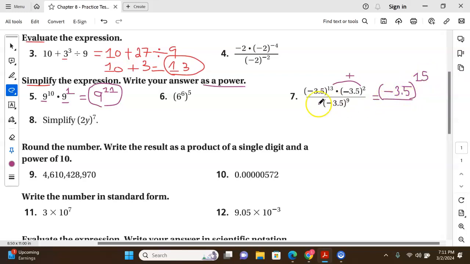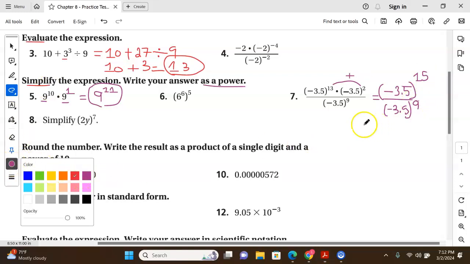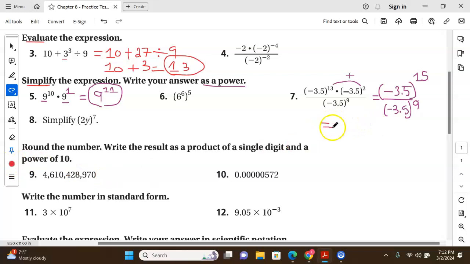Divided by negative 3.5 to the 9 power. Again, the negatives are inside the parentheses. Negative 3.5 to the 9 power. And then from here, I can go ahead and apply the quotient rule. When you divide the same base, you subtract the exponents. So my base is still negative 3.5.